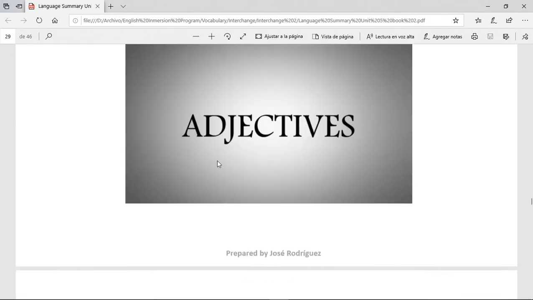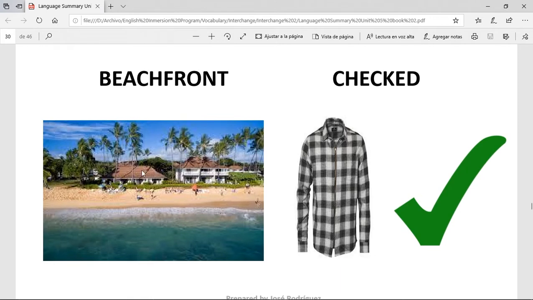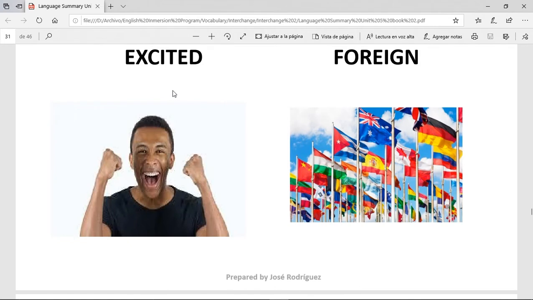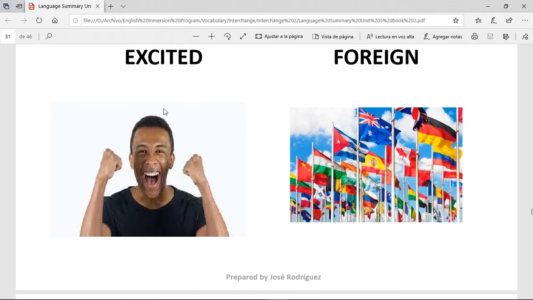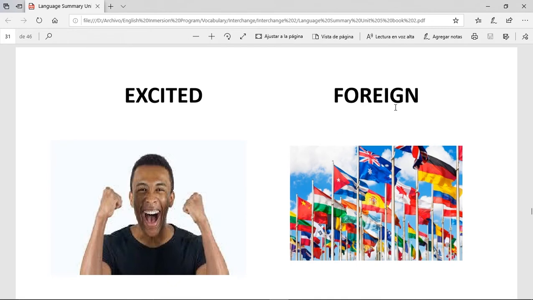Let's see some adjectives. Beachfront. It's the front of the beach. Checked. Something that is checked is when you use this symbol to say that it's okay. Excited. When someone is excited, they're feeling really good and happy about something. Foreign. Foreign is something that is not from your country. Anything that is not from your country is foreign.